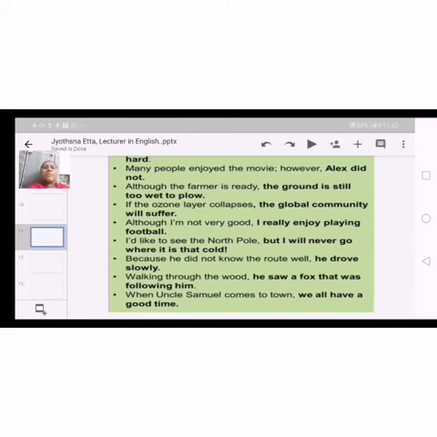These are some more examples. Although not very good, I really enjoy playing football. I would like to see the North Pole, but I'll never go where it is cold. Because he did not know the route well, he drove slowly. Walking through the wood, he saw a fox that was following him. When Uncle Samuel comes to town, we all have a good time. So these are all examples of complex sentences.